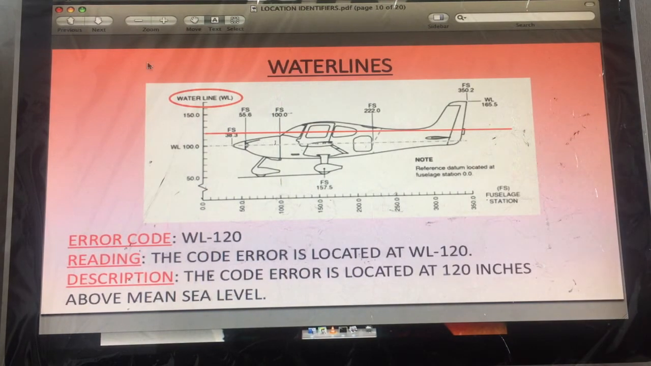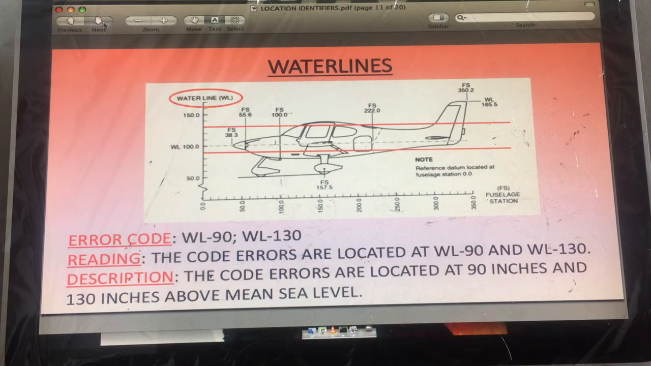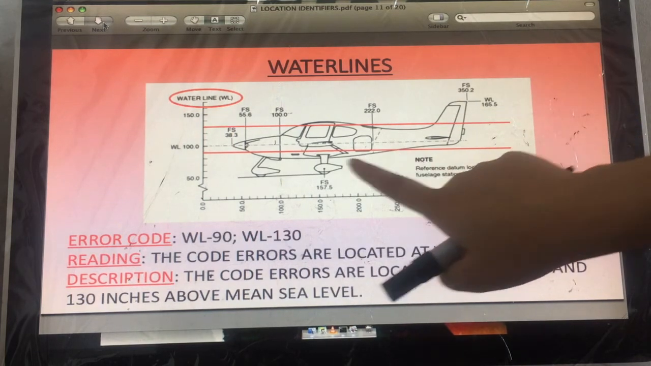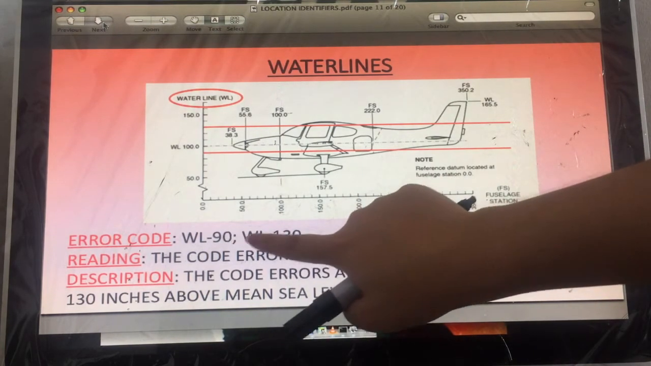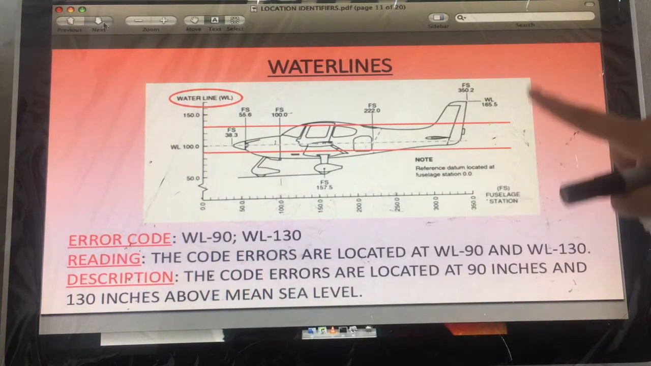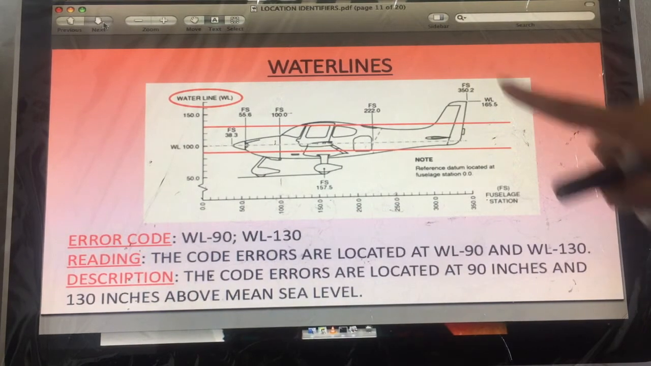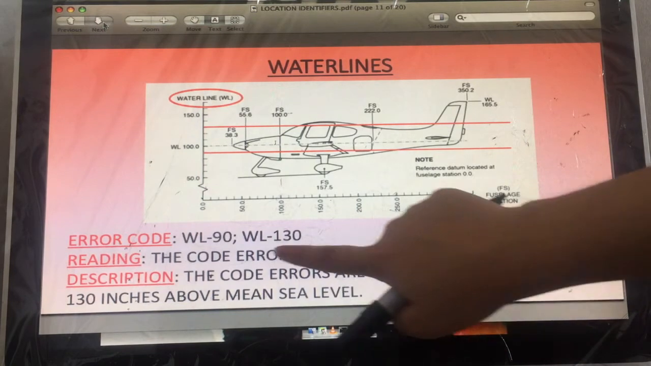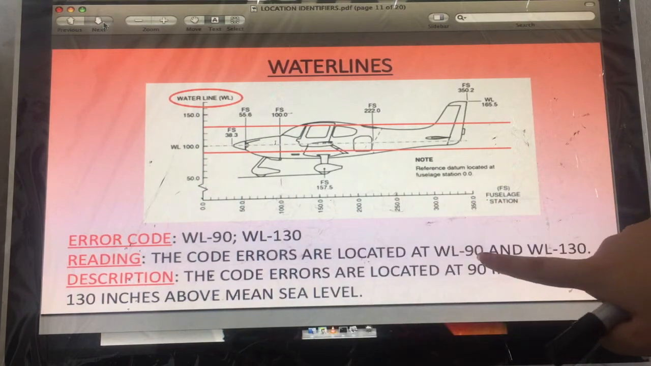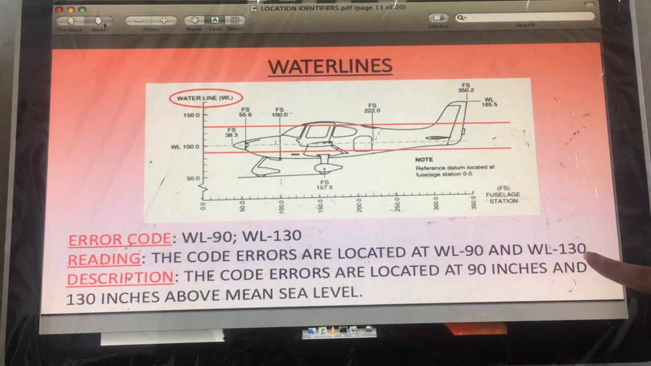Let's have another example for water line. Paano pag dalawa? Again, uunahin nyo yung mas maliit na value. So, this is WL-90, semicolon, WL-130. Again, semicolon lang ang pwedeng maghiwalay ng error code. Bawal ang iba. Reading, the code errors are located at WL-90 and WL-130.